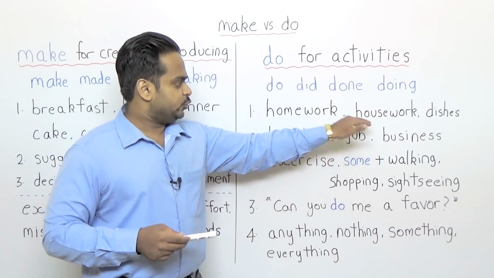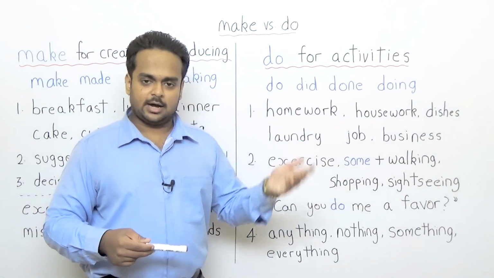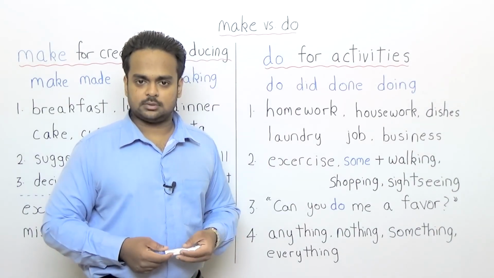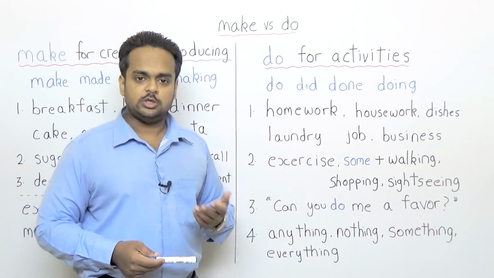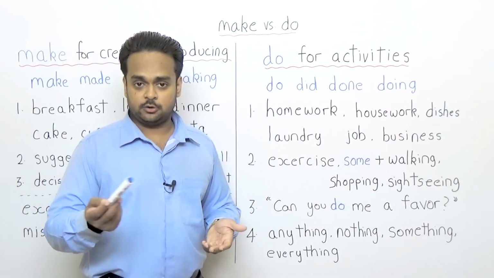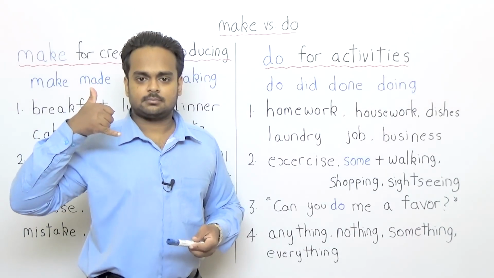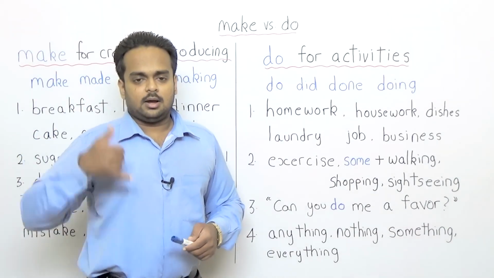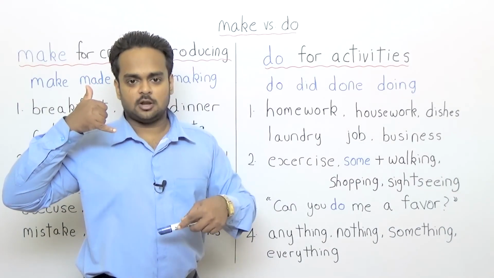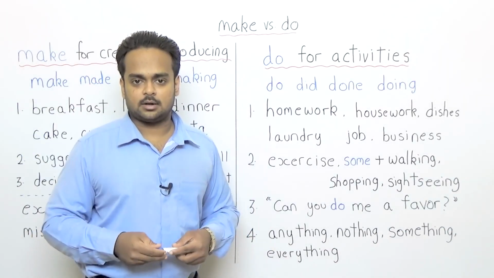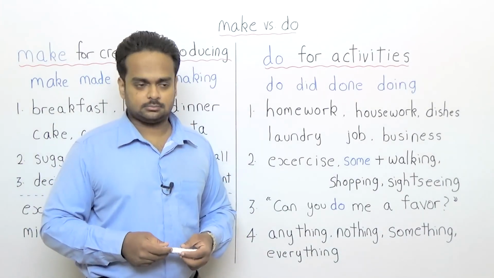Or you might have to do your housework. Housework means things around the house, cleaning, washing, etc. For example, with dishes or laundry, we use do. Let's say your friend calls you and your friend asks, "Hey, what are you doing?" And you might say, "Hey, I can't talk now. I'm doing the dishes or I'm doing the laundry. Can I call you back later?" That means you're washing the dishes or you're washing your clothes.